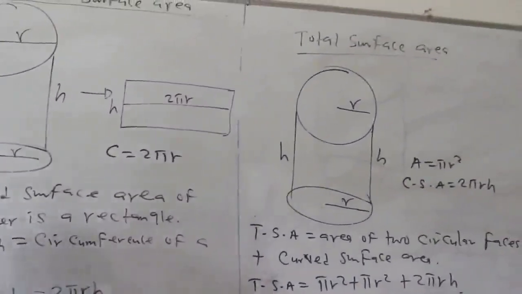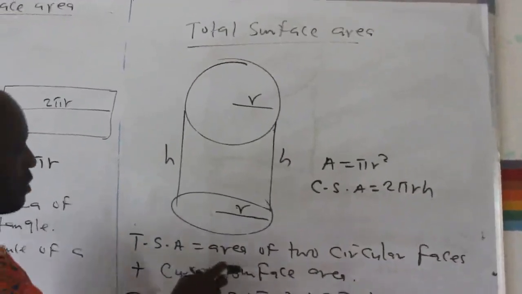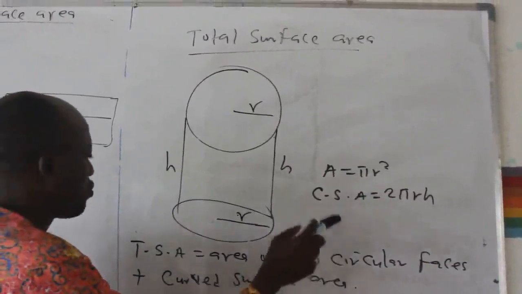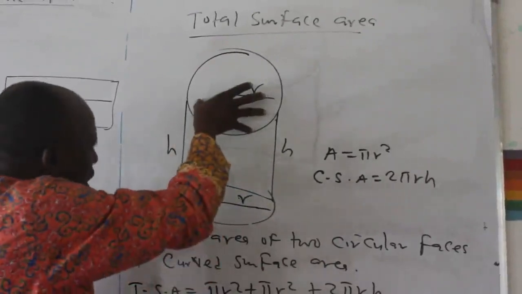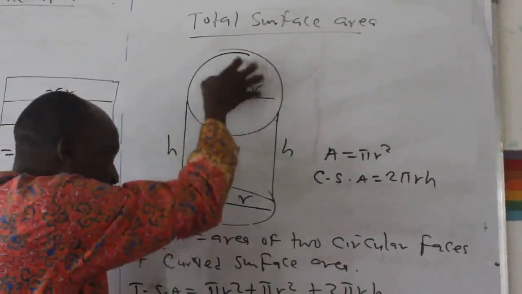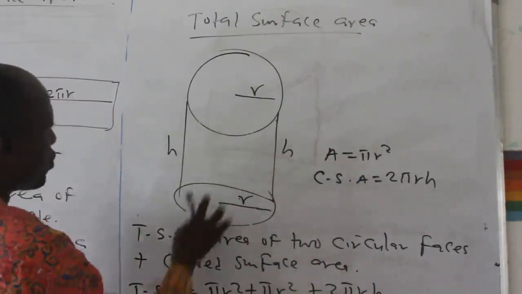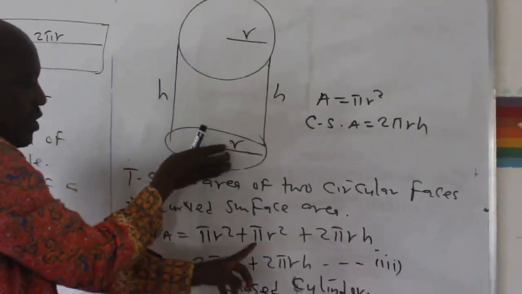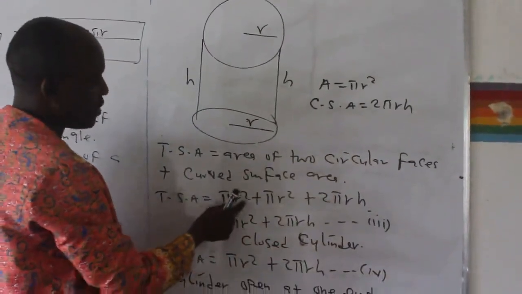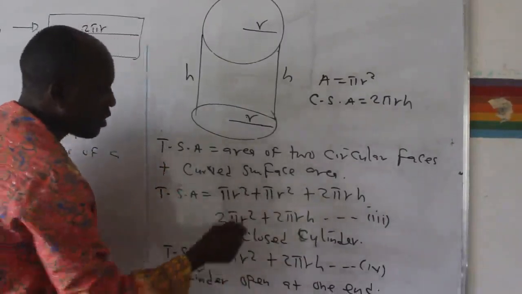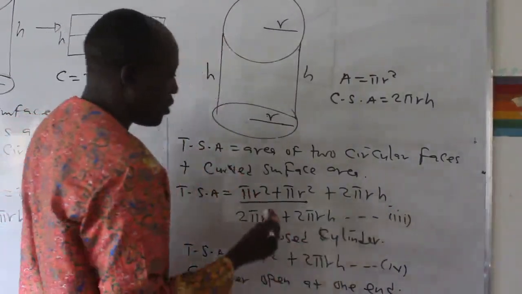Now let's go into total surface area. The total surface area includes the two circular faces, that is the area of this circular face and the area of this circular face. This side is in the form of a circle, and we know that the area of a circle is pi r squared. So the area of this, which is pi r squared, plus this area, which is pi r squared, plus the curved surface area, which is 2 pi r h. If you add these, you are going to have 2 pi r squared plus 2 pi r h. That will give you the formula for total surface area.